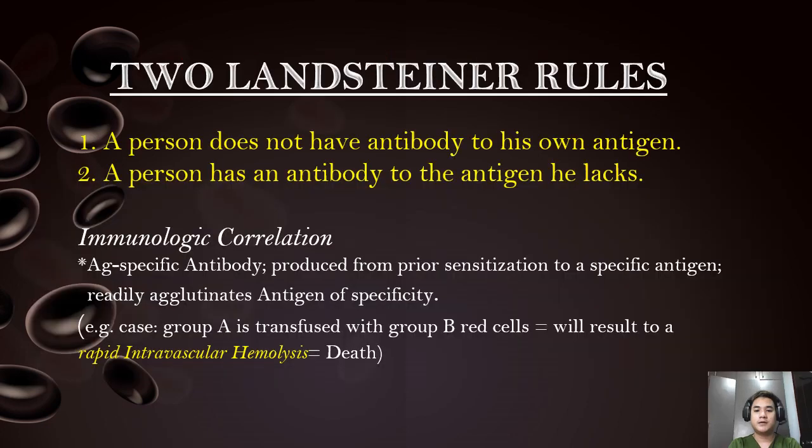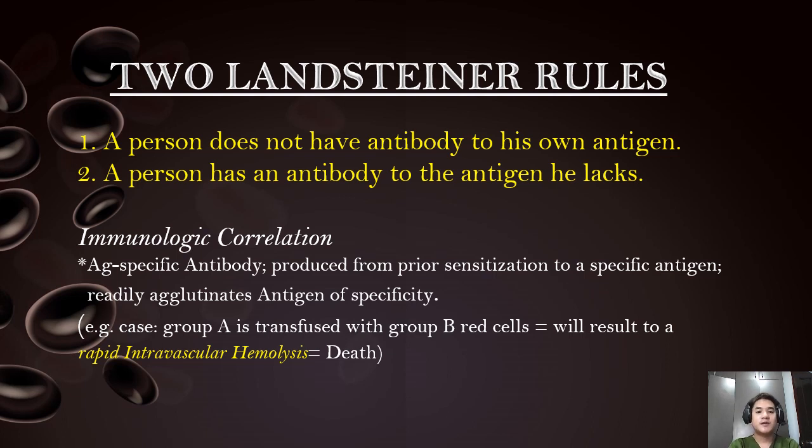Okay, class, the concept that was previously discussed leads to the explanation of the two Landsteiner rules that are specific only to the ABO blood group system. Take note that these two rules are the foundation and the most basic concept of the ABO blood group system. They make the antibodies present in the serum predictive, and vice versa. They make the antigens present in the red cells predictive.